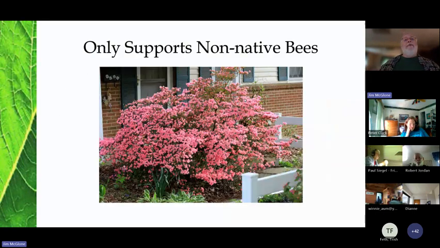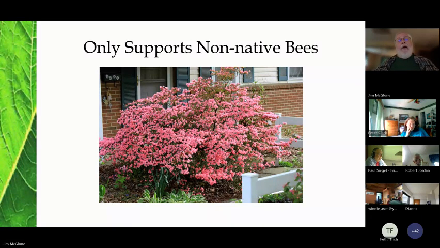Another common misconception is you look at a plant like this. This is, I believe, an Asian azalea. This was in my front yard. The previous owners planted it. I admit it's a beautiful plant, and it would be covered with insects when it was in bloom. And to just look at it, you go, well, this is supporting our pollinators.